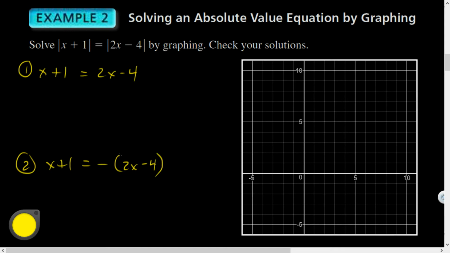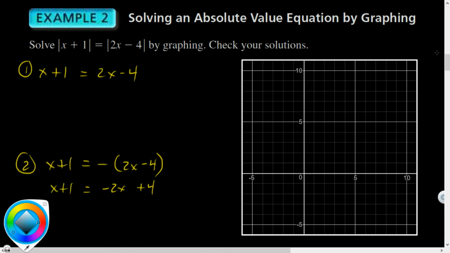It's a little bit weird. I know it's been a while, but that's the situation we've got. We've got these 2 cases. Let's simplify this one. That means this is equal to negative 2x plus 4, and x plus 1.